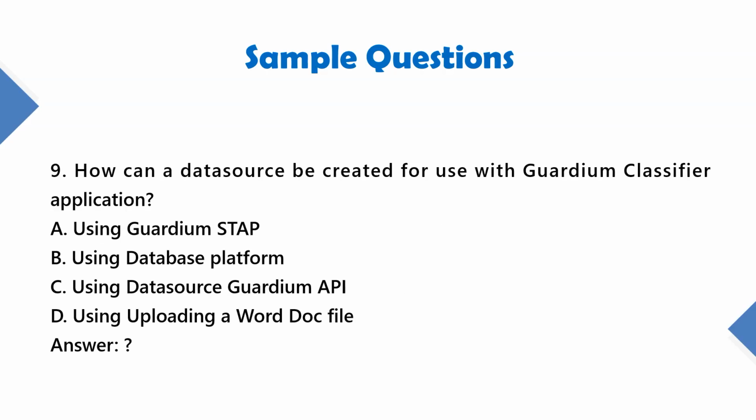9. How can a data source be created for use with Guardium Classifier application? A. Using Guardium STAP. B. Using database platform. C. Using data source Guardium API. D. Using uploading a Word doc file.